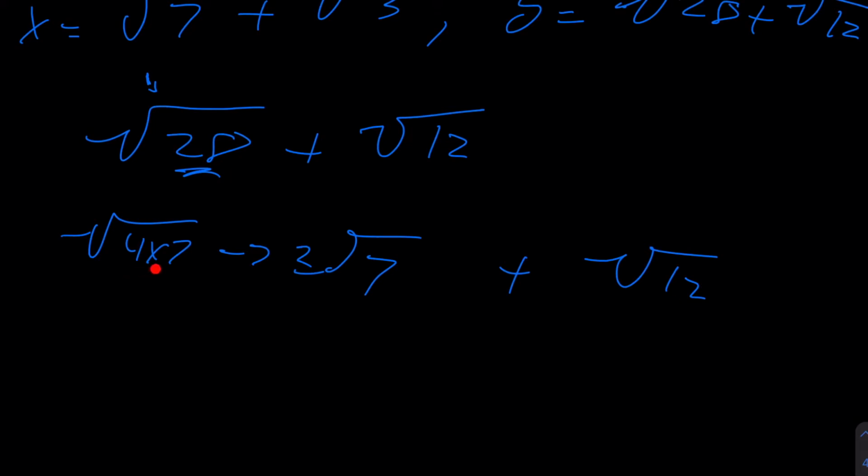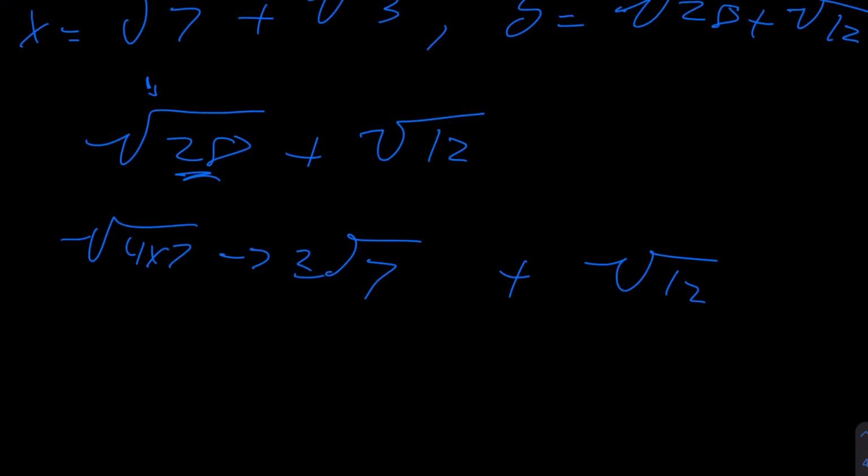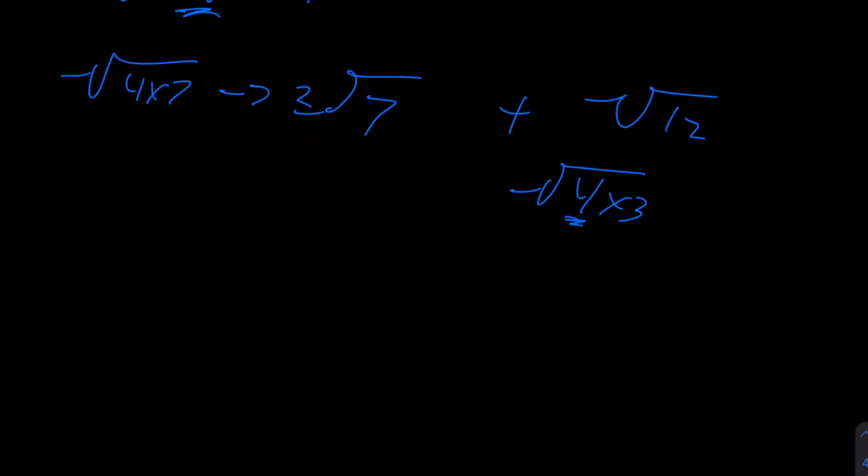So we used here 4 by 7. If we can have another number that is related to 4, which is 4, we're going to use it. So it's going to be root 4 by 3. And 4 is square rootable, so we can take it out, and it becomes 2 root 3.